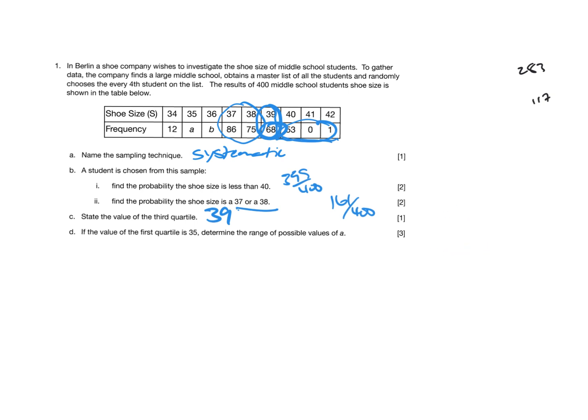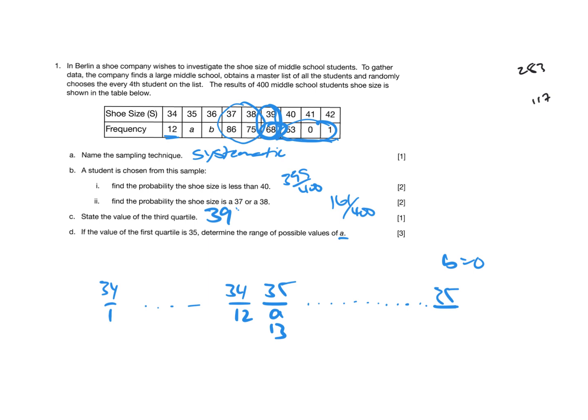Now, the hardest problem of this one is part D. It says if the value of the first quartile is 35, determine the possible values of A. Well, I know from here that the first all the way up to the 12th value is 34. And so I know that 35 has to be A, or 36, right? If I want to know the possible values of A, it could be here, and this is the 13th position.